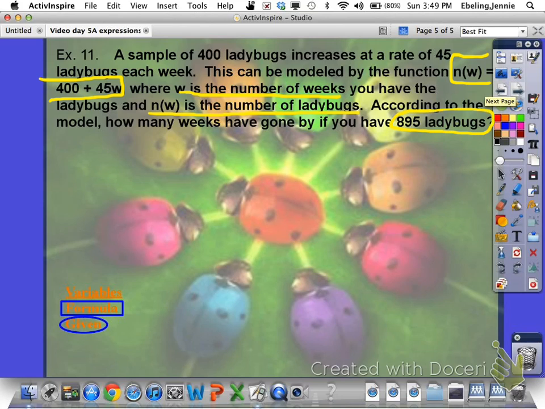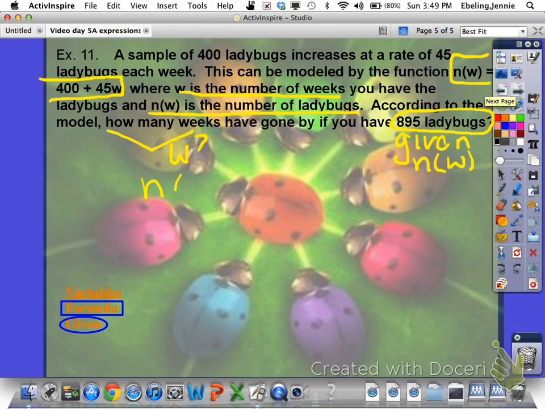According to the model, how many weeks have gone by if you have 895 ladybugs? I'm going to circle this. That's my given information. That's talking about how many ladybugs I have. The variable that defines how many ladybugs I have is N of W. So what do they want me to find? They want me to find how many weeks. That's what I don't know. That's the W that I don't know.